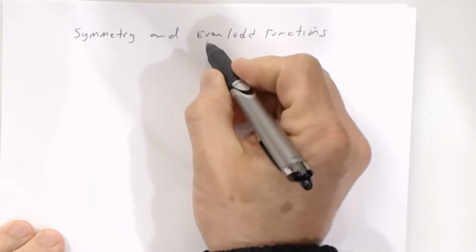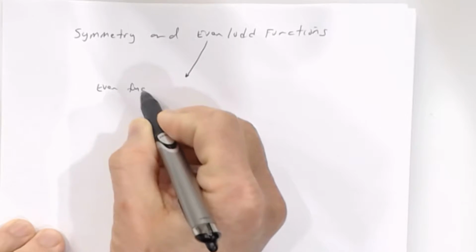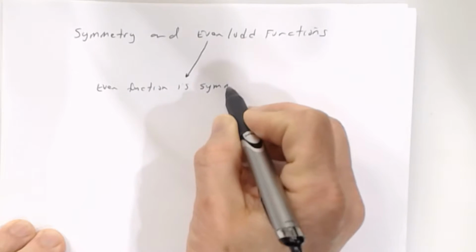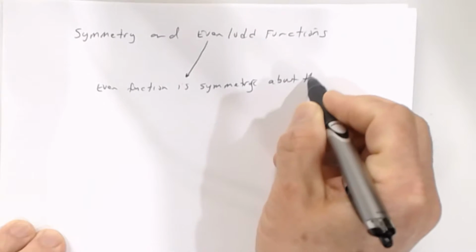Okay, so we also discussed in the previous lesson about symmetry, and we talked about symmetry with respect to the y-axis, x-axis, and the origin. And we also talked about even and odd functions. When we talked about even and odd functions, we mentioned that an even function is symmetric about which one? Symmetric about the y-axis.